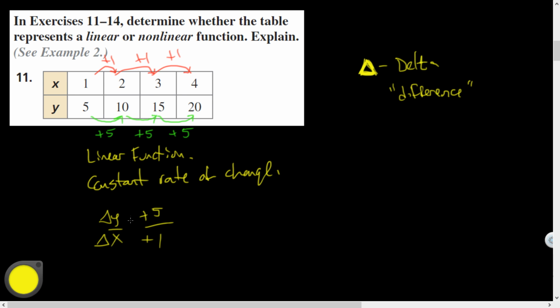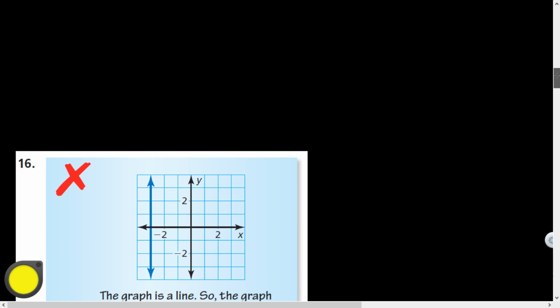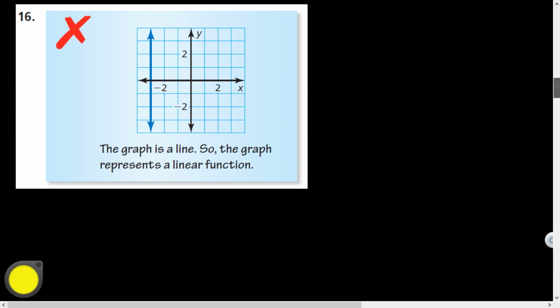All right, so the change in y was up 5, the change in x was up 1, and from any point I was going up 5 and over 1, and up 5 and over 1. All right, so you don't have to worry about that too much just yet. Let's see, here's question 16. This one is tricky. Oh man, they tricked us.